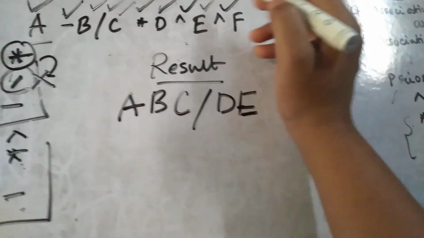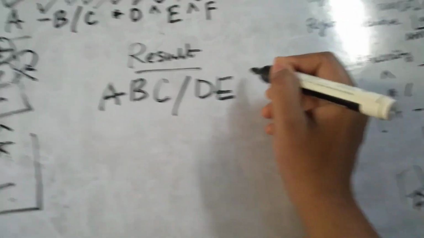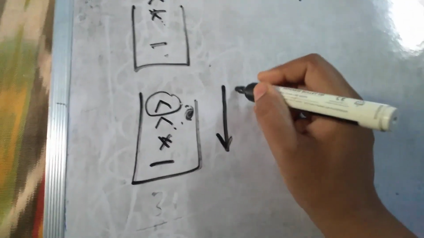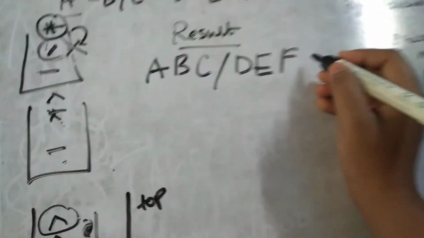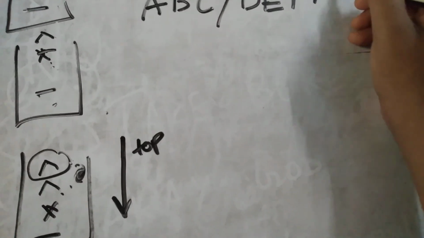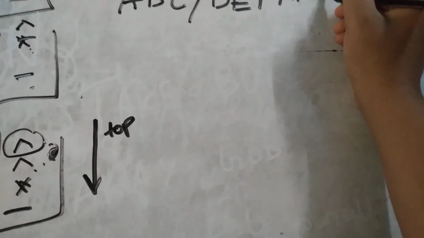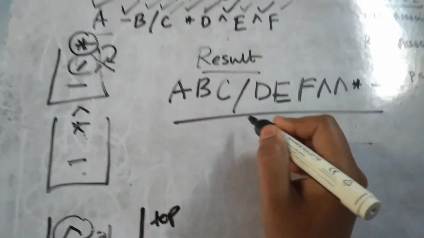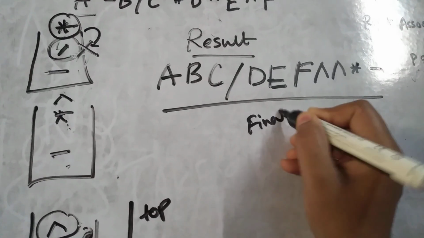So now continue. Got the F. Place it here. Now the whole stack is emptied from top to bottom and placed here. Multiplication, minus. This is our final result.